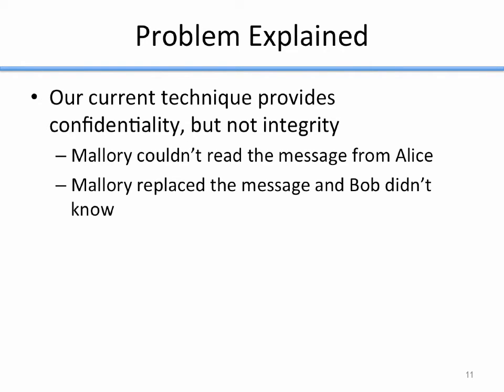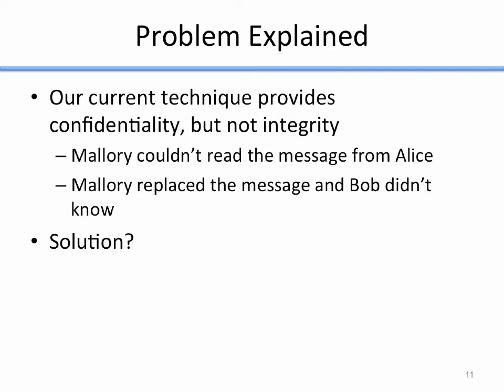And she can replace the message because anyone can send a message and encrypt it properly to Bob because Bob's public key is, well, public. So this means that we provide confidentiality. The message was never read by Mallory, but we don't provide integrity. Bob has no way to know that the message he received was a replaced version of what Alice actually sent.